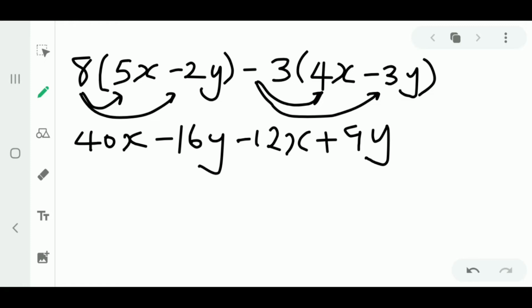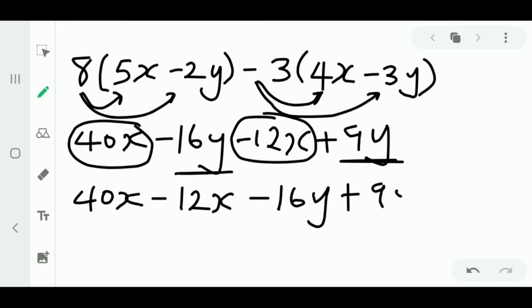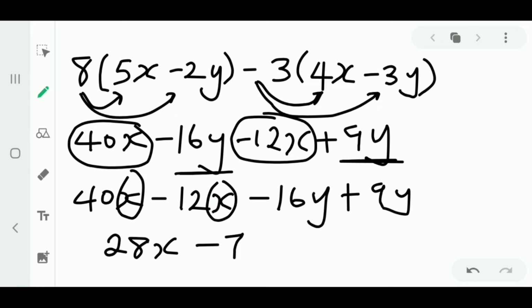Now what we do is we group like terms. So the 40x, this here, this, and this. So 40x minus 12x minus 16y plus 9y. Now remember, when the bases are the same and the powers are the same, we can add or subtract the like terms. So 40x minus 12x gives you 28x, and minus 16y plus 9y gives you minus 7y. Remember, you owe 16 and you pay 9, so that means you still owe 7.